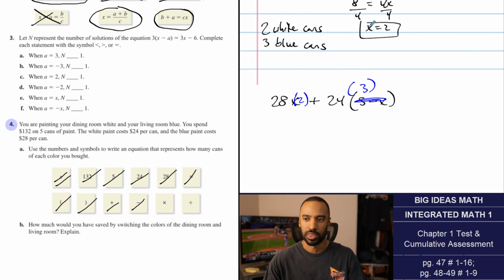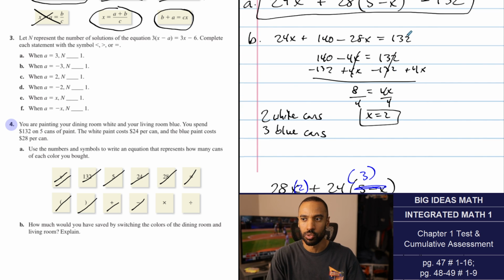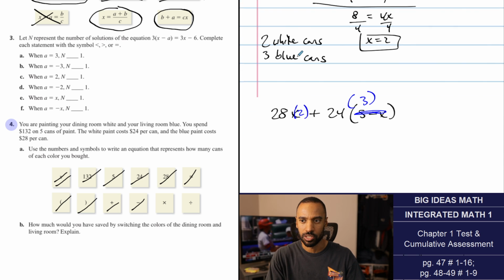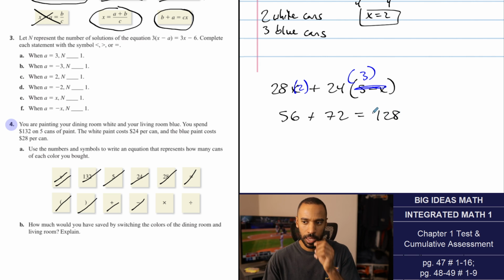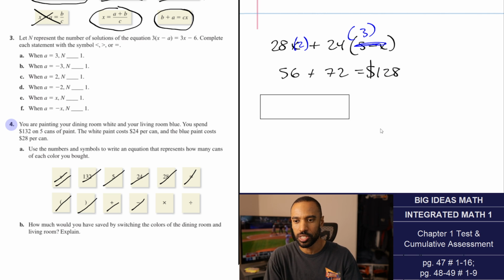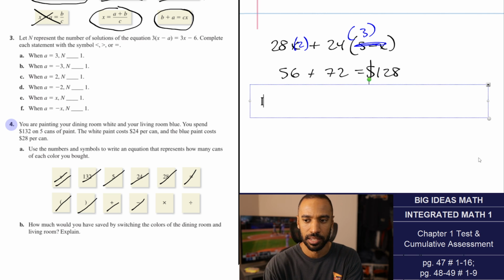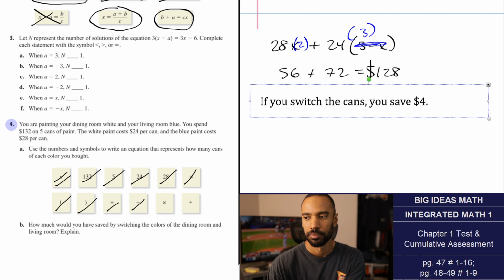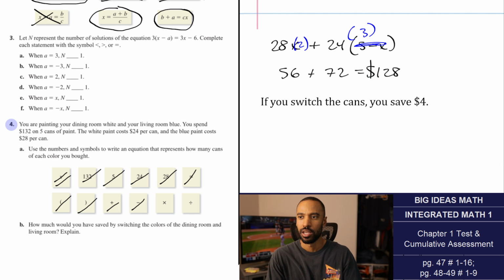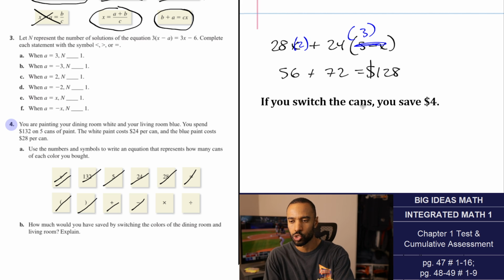So now let's compare what this dollar amount would be, because this was $132 for 2 white cans, 3 blue cans done this way. Now let's do 28 times 2, which is 56, plus 24 times 3, which is 72, and that gives you 128. So if you switch them, it's $128 spent versus $132 spent. So if you switch the cans, you save $4. 132 minus 128. So that's just a setup of switching that.